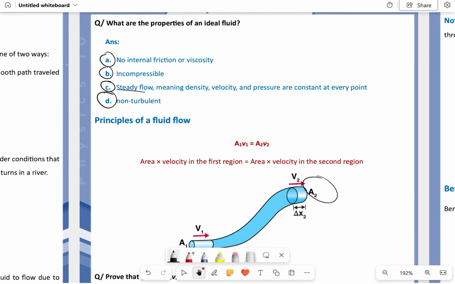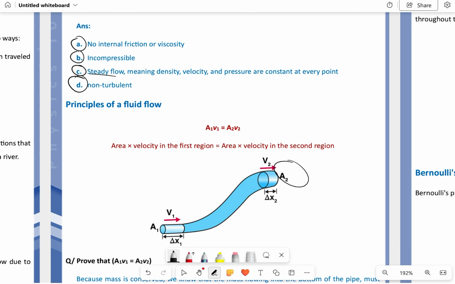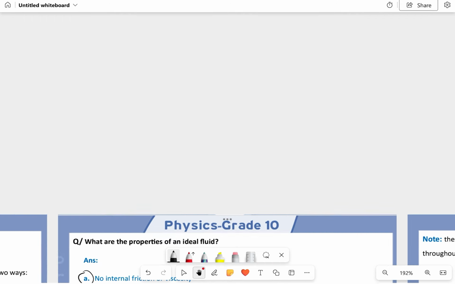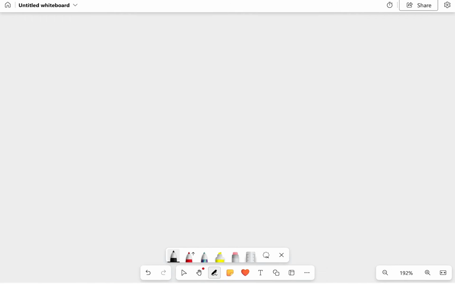Guys, you have the principle of continuity, or the equation of continuity. It says that the mass that enters the system is equal to the mass that leaves the system. And we have an equation for that. Let's prove that equation first, and then I'll come back to the book later.